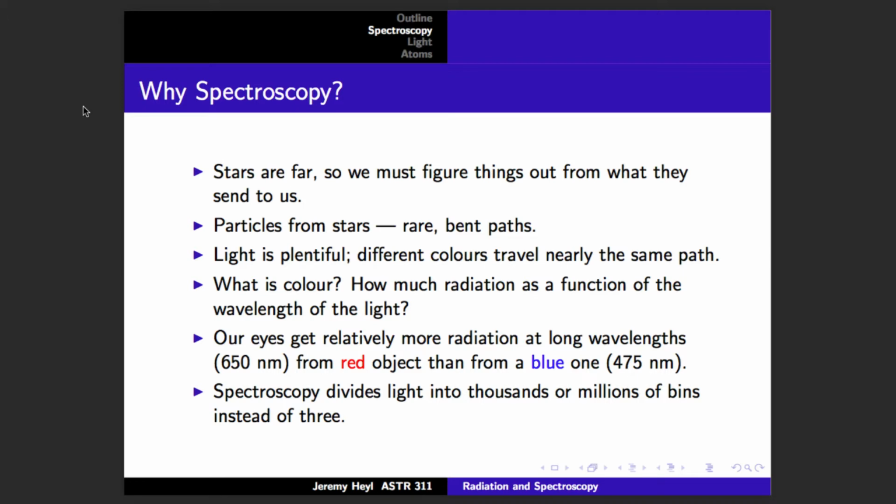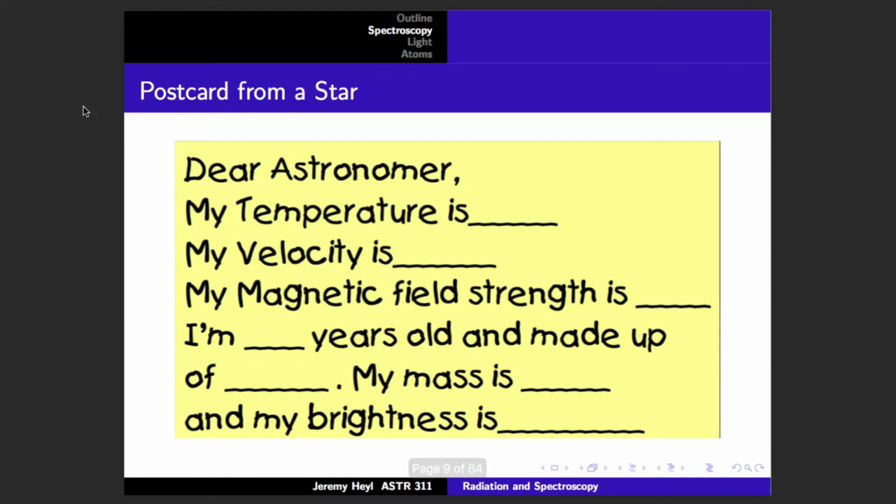But in astronomy we can divide light into millions of bins, which gives us lots more information. What we can figure out from that information is a lot, and we'll go through how we figure that out in a little bit. We can figure out the temperature of an object. We can take the star's temperature.